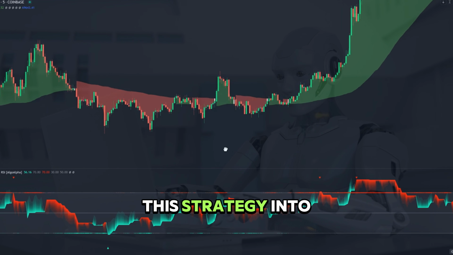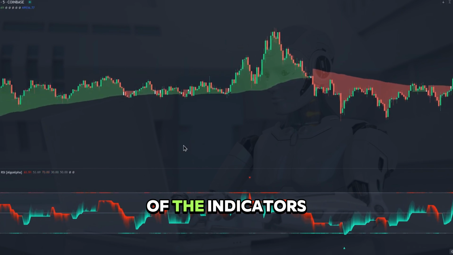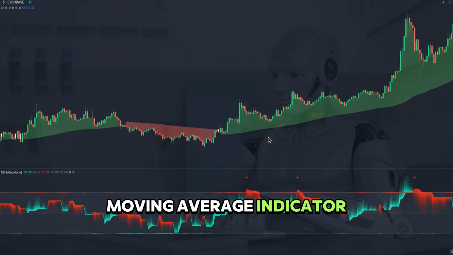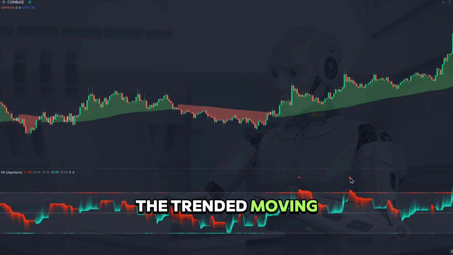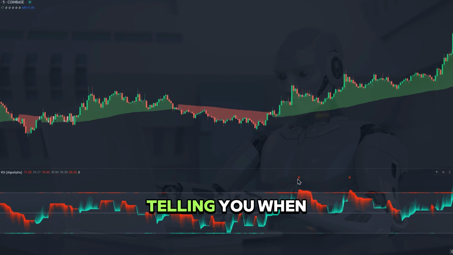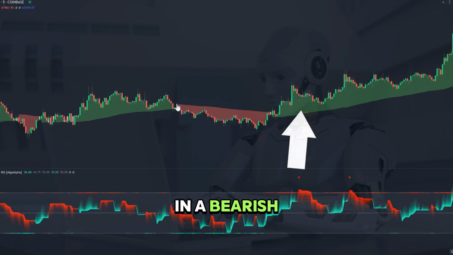Now to turn this strategy into a highly accurate one as far as winning trades go, we blend both of the indicators together, and I'm going to show you what we do with the trended moving average indicator. The functionality of the trended moving average is really self-evident, as you can see on the screen, with the green band telling you when the market is in a bullish trend, and the red band showing you when the market is in a bearish trend.